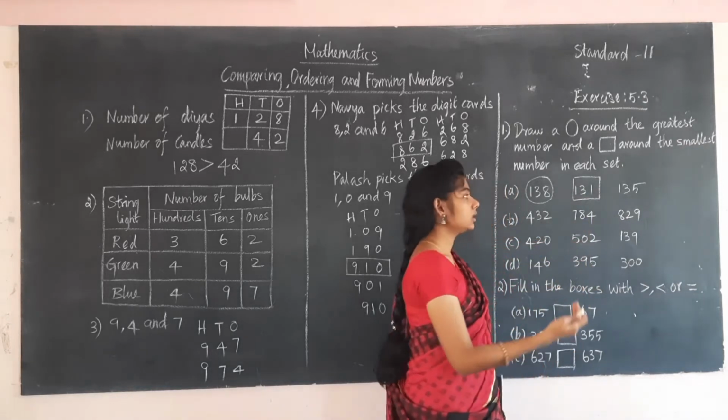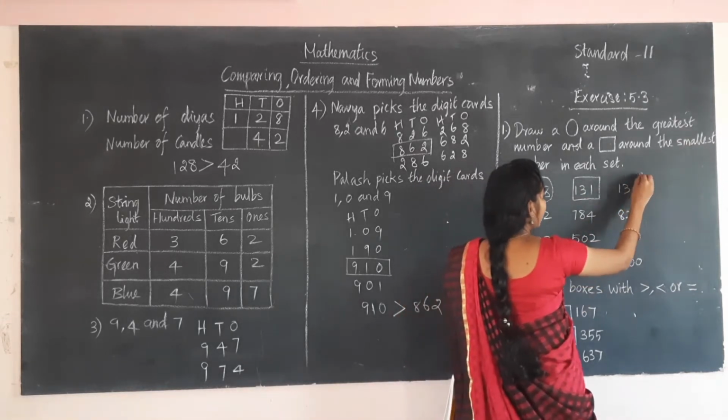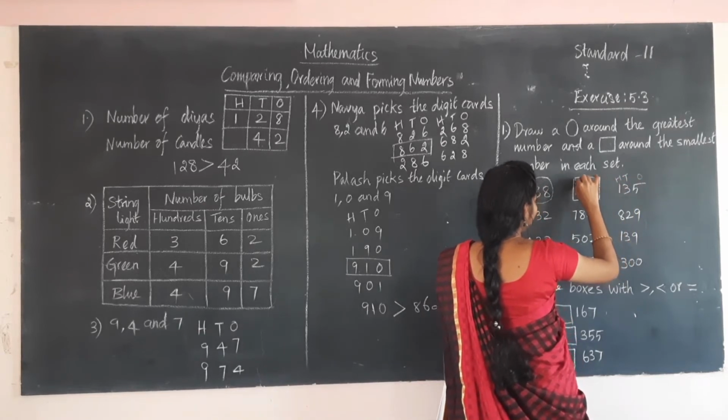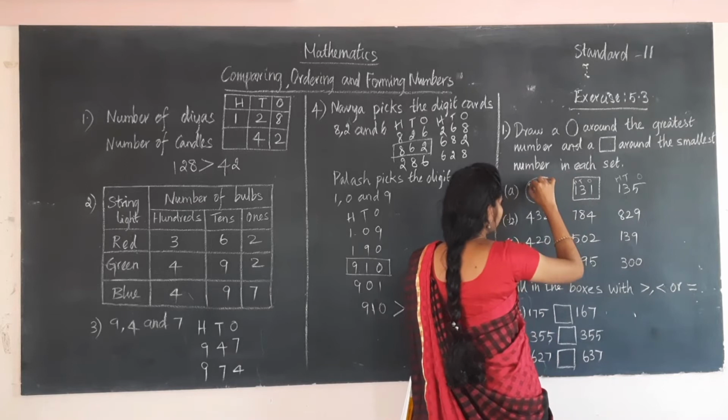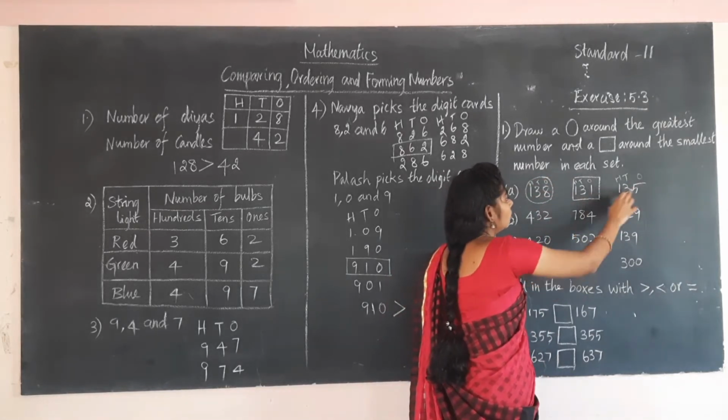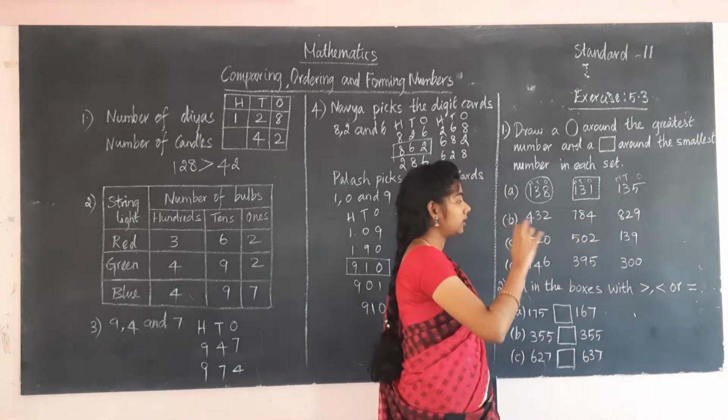If you have difficulty in finding the places, write the places above the numbers: ones, tens, hundreds. Here also ones, tens, hundreds. Then compare the hundreds place, then compare the tens, then compare the ones place. Then you can easily find the answer.